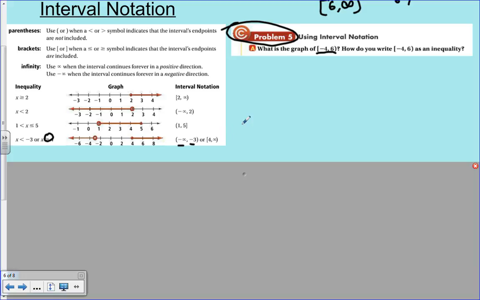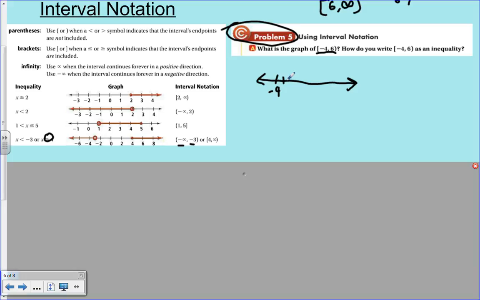So let's look at this one. What is the graph of negative 4, 6? How would you write that as an inequality? Maybe we should write that as an inequality first, maybe not. I think the graph actually will be helpful. If you draw the graph, we're going to have it all the way down to negative 4.